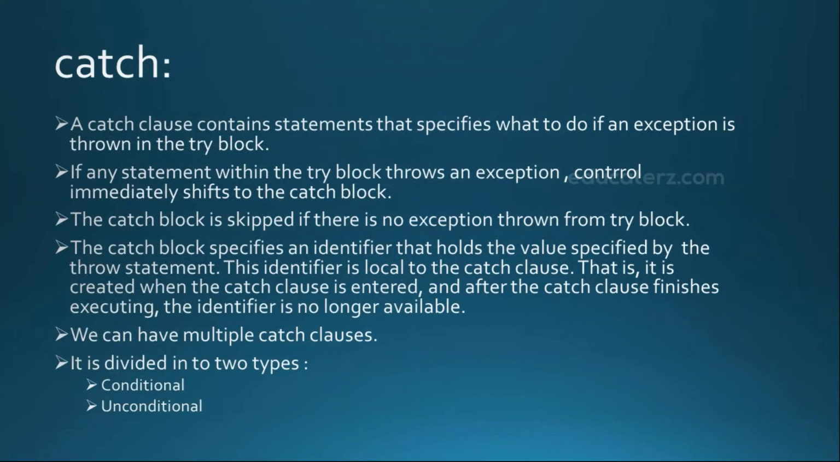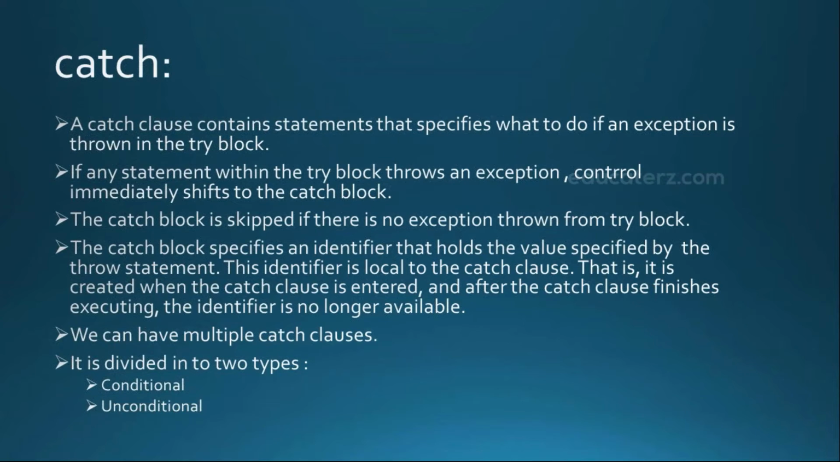In the catch block we specify an identifier that holds the value specified by the throw statement. Whatever is thrown by the throw statement within the try block will be passed as a parameter to the catch block. This identifier is local to the catch clause. This means it is created when the catch clause is entered, and after the catch clause finishes executing, the identifier is no longer available.